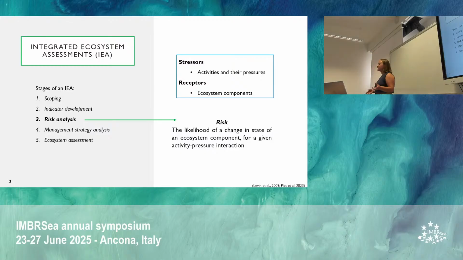Within integrated ecosystem assessments, there are 5 main stages, where I just focused on the risk analysis stage. I think here it's very important to define some terms because they mean different things in different disciplines. I'll be referring to stressors, which are the different human activities and their subsequent pressures. For example, shipping is an activity, and the emission of underwater noise is an example of a pressure. And then I'll talk about receptors, which are the different ecosystem components.